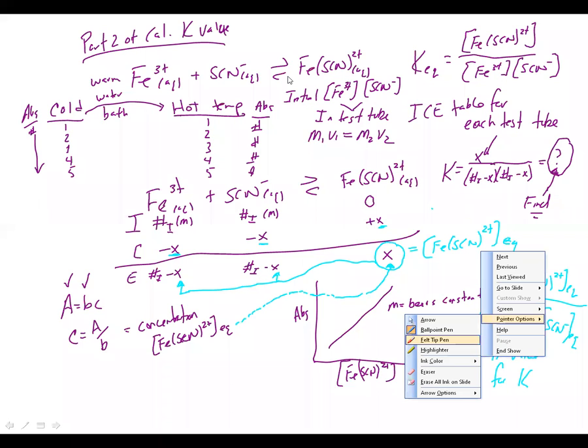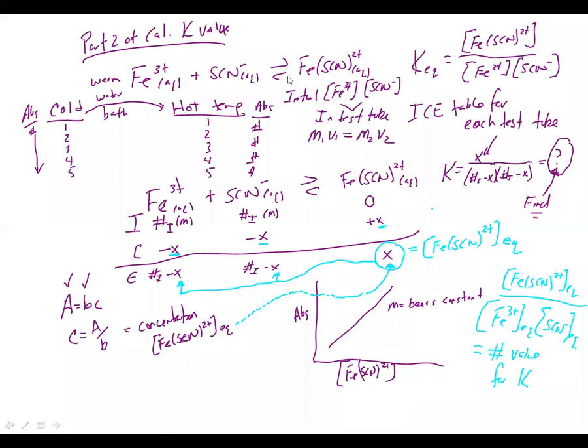So we're going to use the standard curve from part 1 of this to figure out Beer's constant. You then will use the individual absorbance values for each of those test tubes at the cold and hot temperature. And you will use Beer's constant to turn that into a concentration. That concentration will equal X in your ice table for each of the test tubes. And that will allow you to get the equilibrium concentration of everybody in that reaction, and then get the actual equilibrium constant for that reaction. Any questions on any part of that?